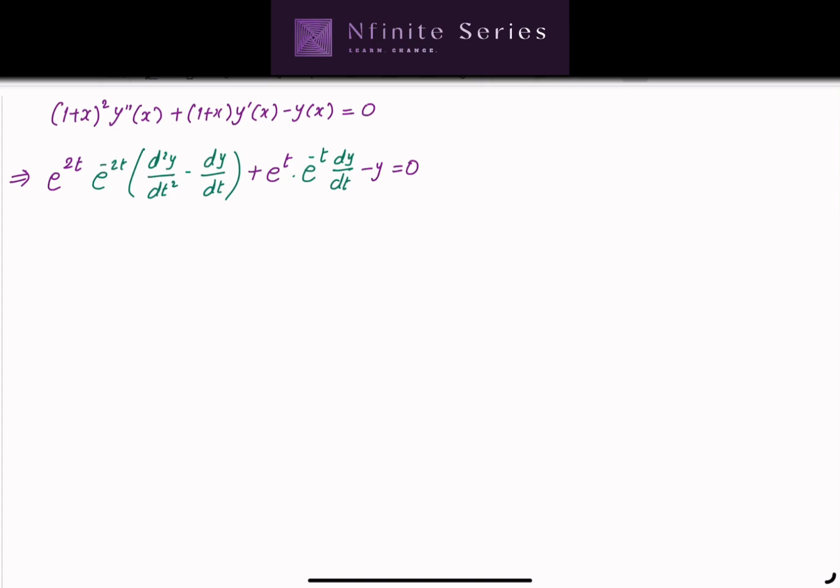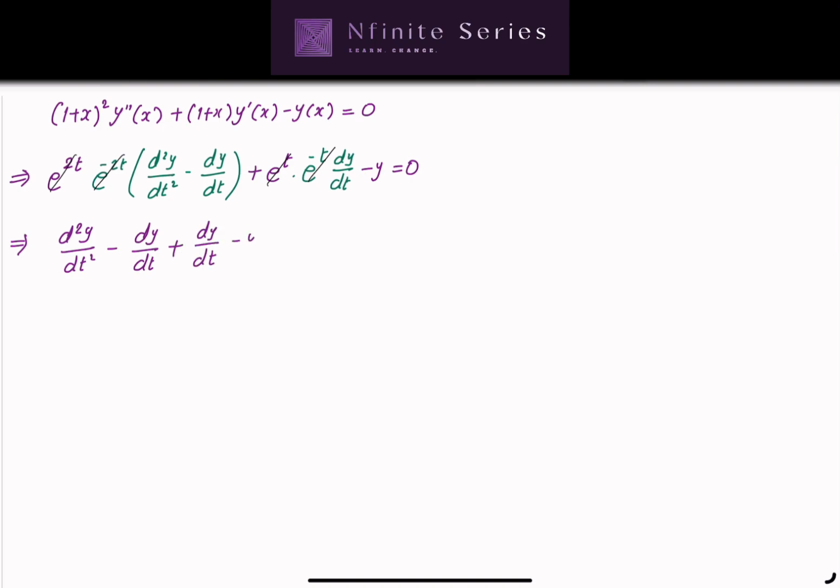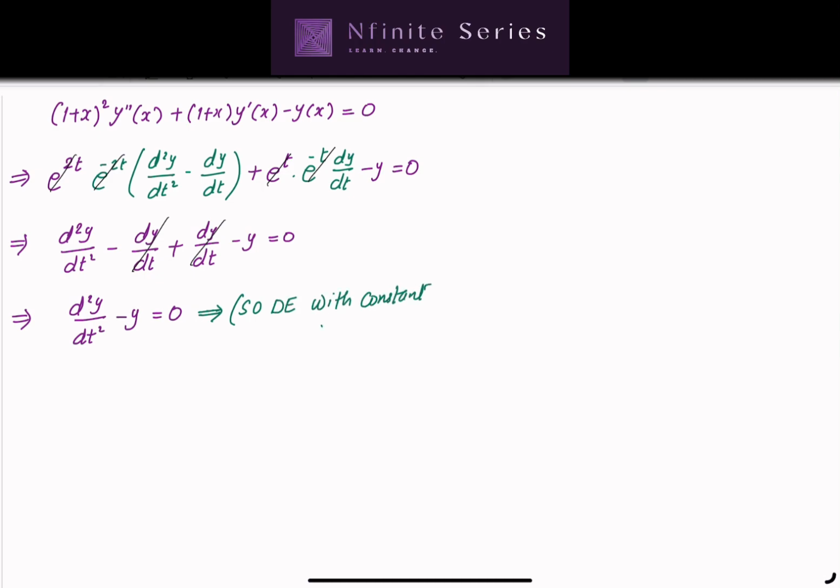Now, there are some cancellations right here. These exponential terms cancel, and what we get is this: d square y by dt square minus dy by dt plus dy by dt minus y equals 0. Now again some cancellations, and we get d square y by dt square, with these terms cancelling, minus y equals 0. Now this is an easy example of a second order differential equation with constant coefficients.